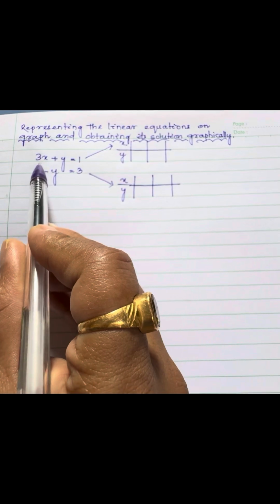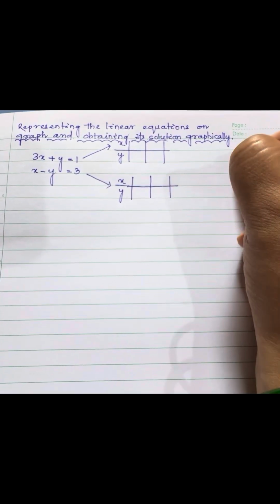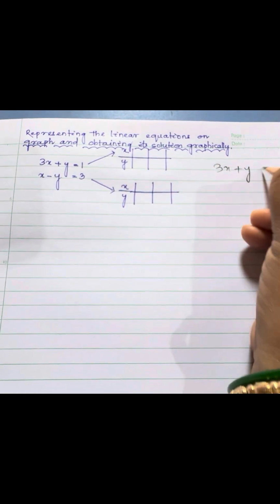In standard 9 you have already learned how to represent a linear equation on a graph when you are taking only one equation at a time, that is 3x plus y is equal to 1. So using that method, I am going to get the coordinates first. So first I will select 3x plus y is equal to 1.